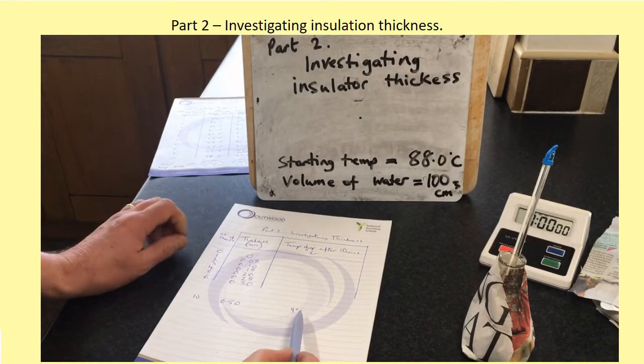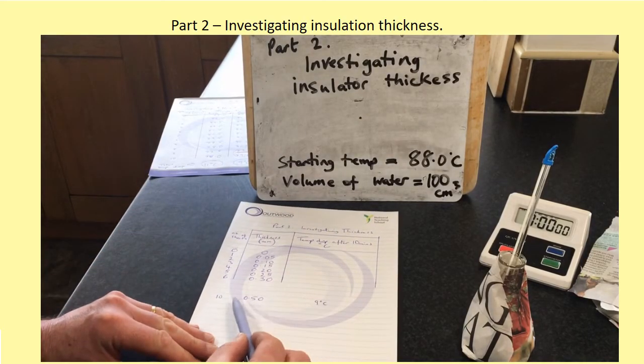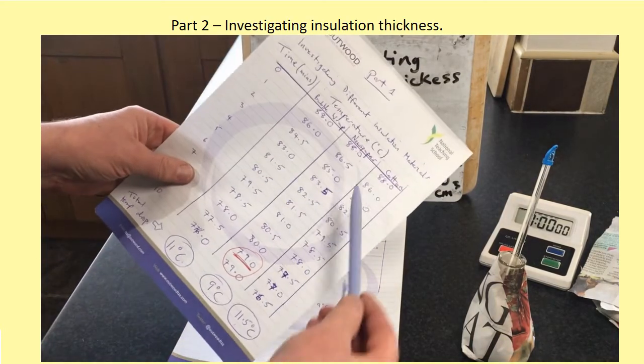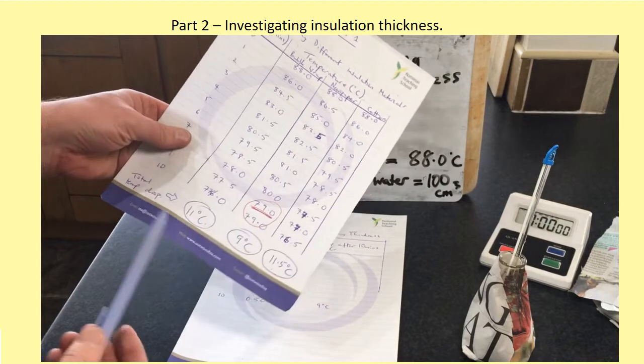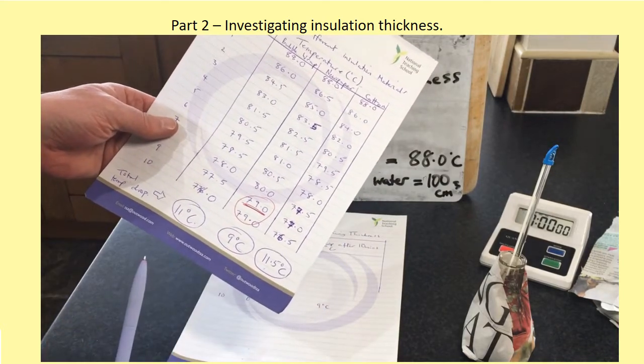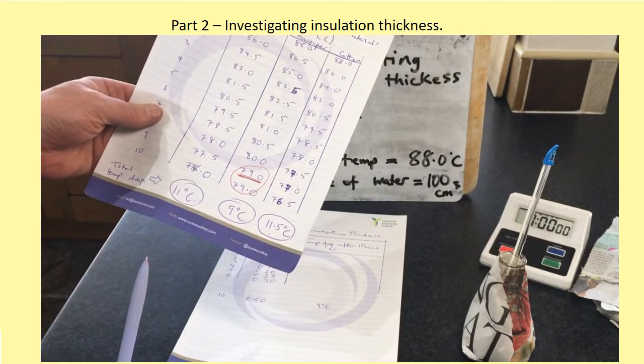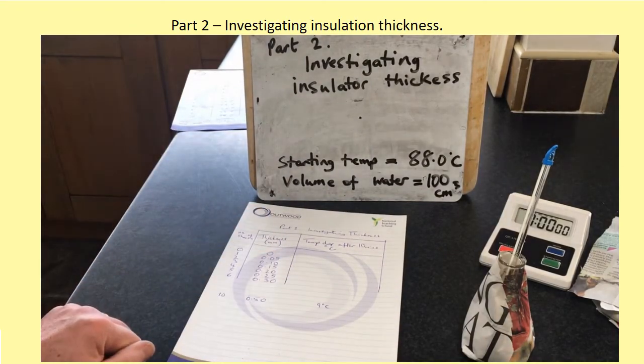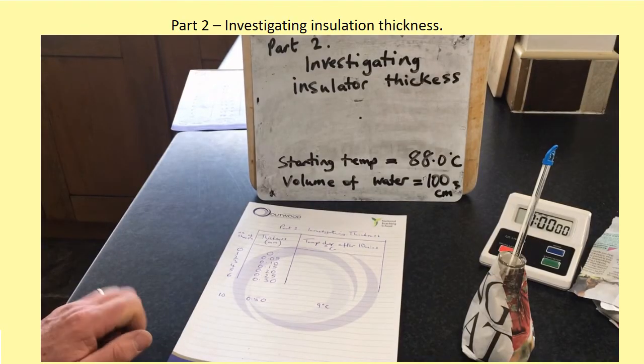I've already put the result down for 10 layers because we had that in part 1 of the investigation, where we had the newspaper, it was 0.5 millimeters, so it must be 10 layers, and we had a temperature drop of 9. So we've got another value which might be quite nice to put on the graph as well to see if it fits in with the pattern.